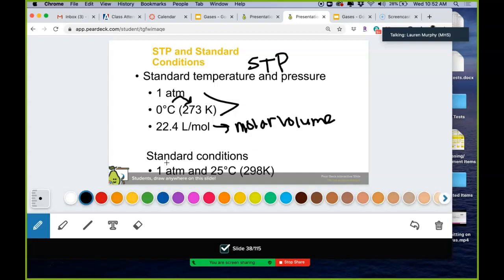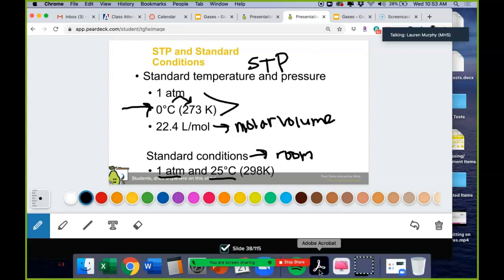Okay. Standard conditions means room conditions. This is more like what your room is right now. You're probably at about 1 atmosphere of pressure, and it's probably about 25 Celsius or 298 Kelvin if you're not pumping the AC or the heater. Okay, this is not what a room feels like, 0 degrees Celsius, but it is something important called STP. All right, so let's look at molar volume.